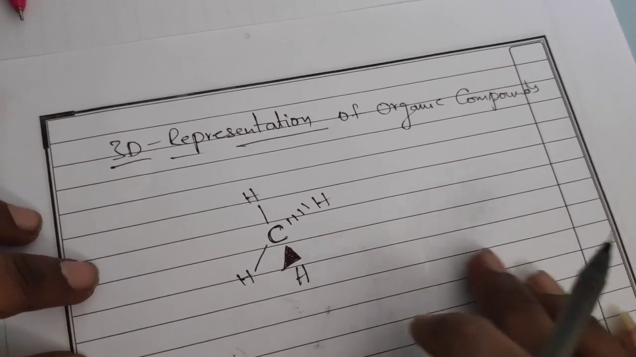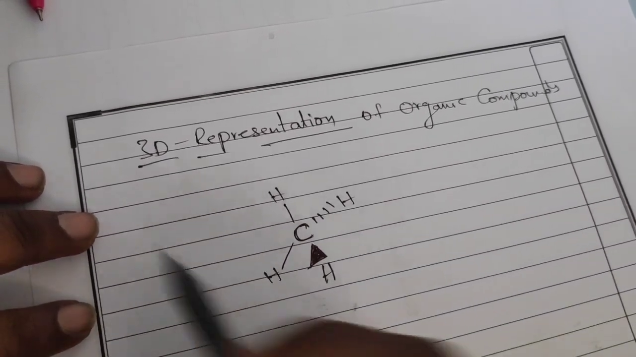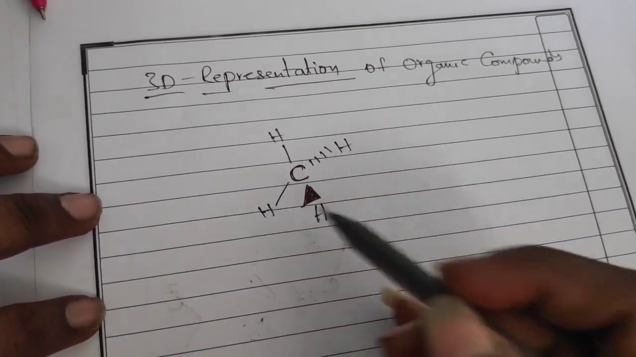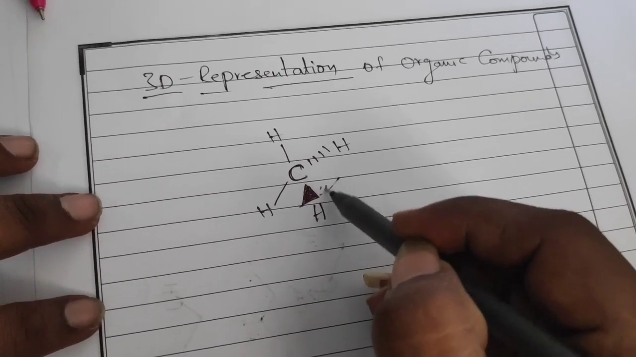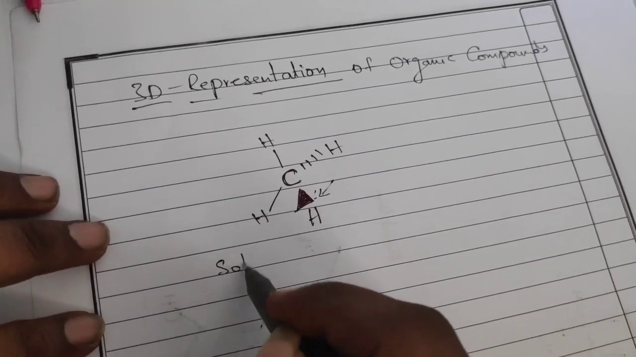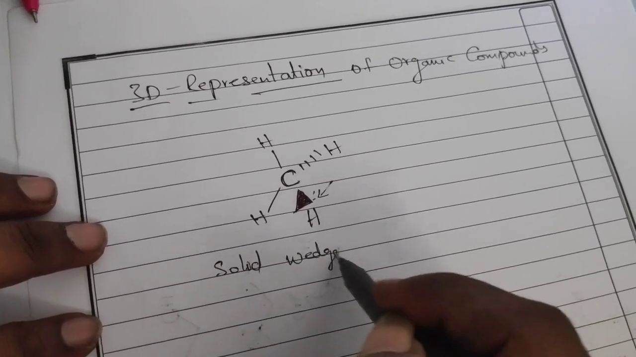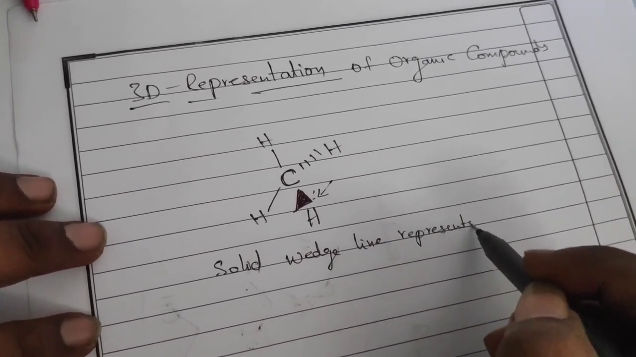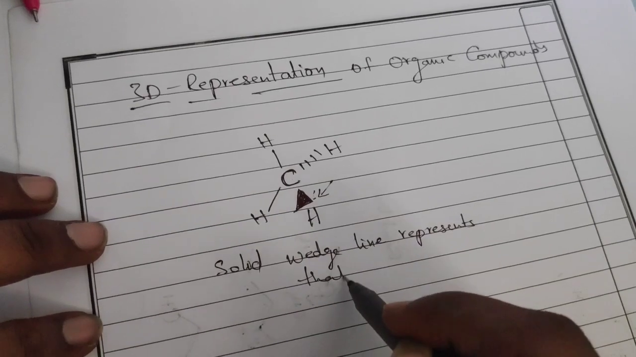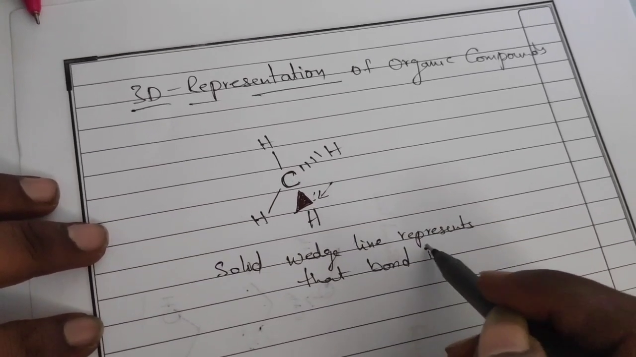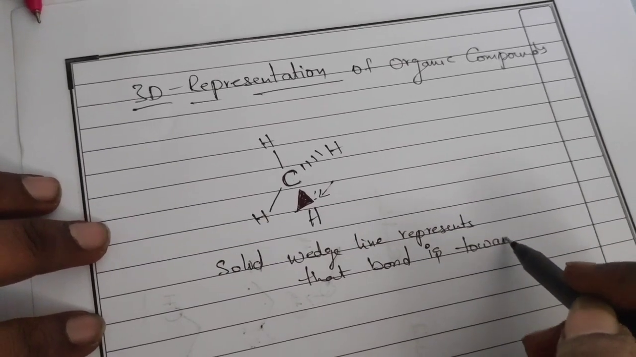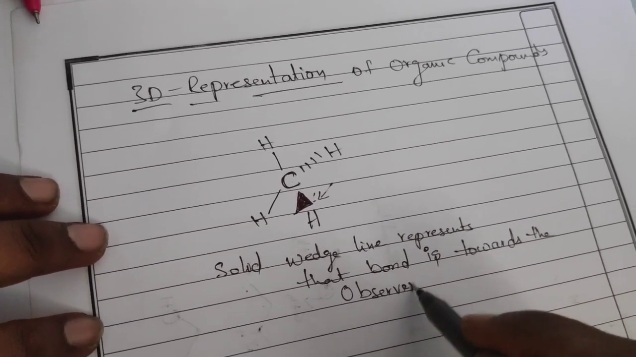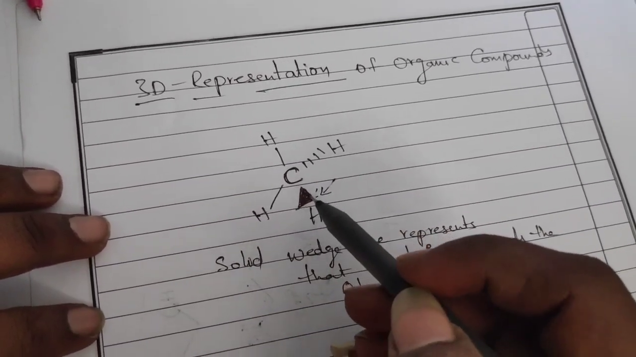So this is the fourth type of structural representation of organic compounds, that is three-dimensional representation of organic compounds. In this representation, this solid line, this solid wedge line represents that the bond is towards the observer. That is, this hydrogen is towards the observer.